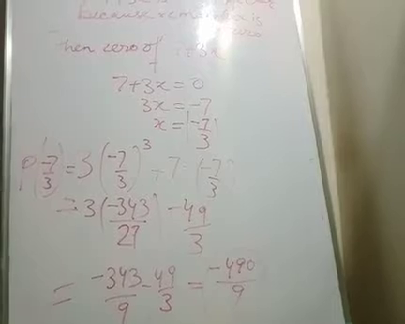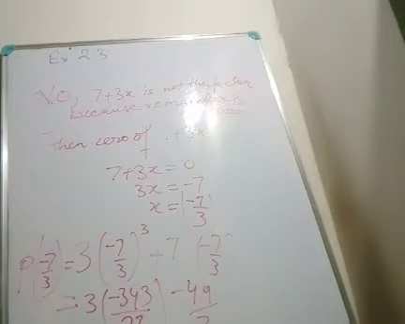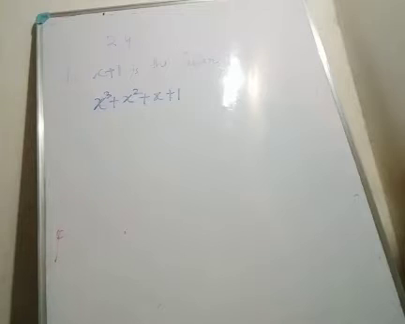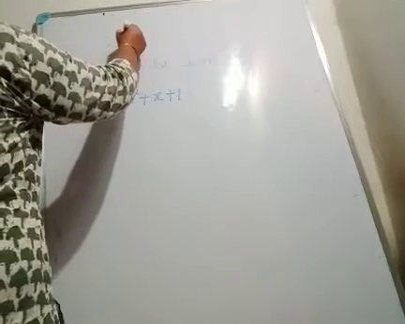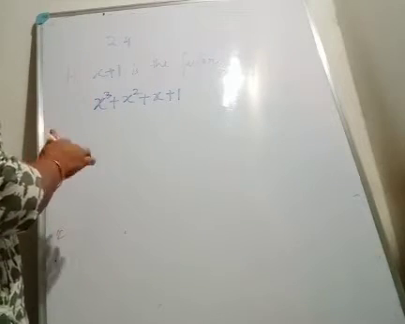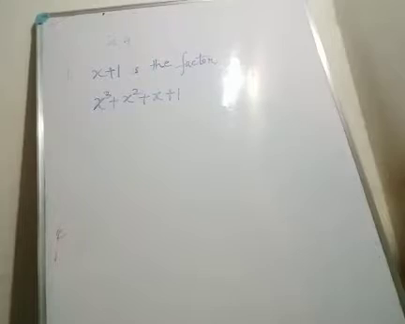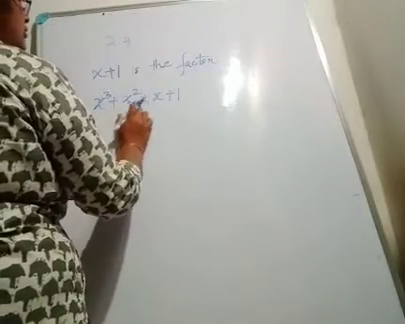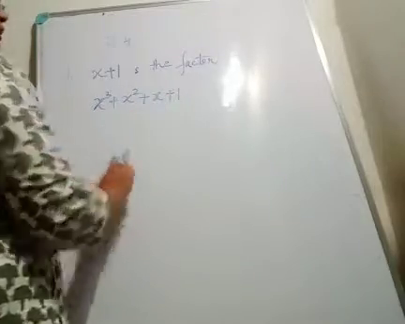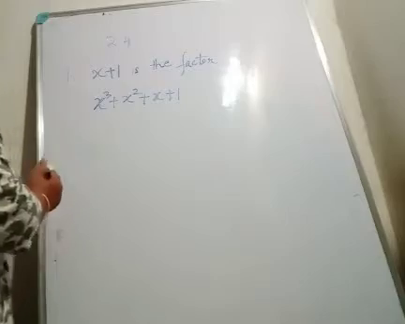Can you see the board students like this? So now let's start exercise 2.4. I am starting exercise 2.4. Here, if x plus 1 is the factor of x cube plus x square plus x plus 1, then the remainder will become 0. So applying the factor theorem, let's start.